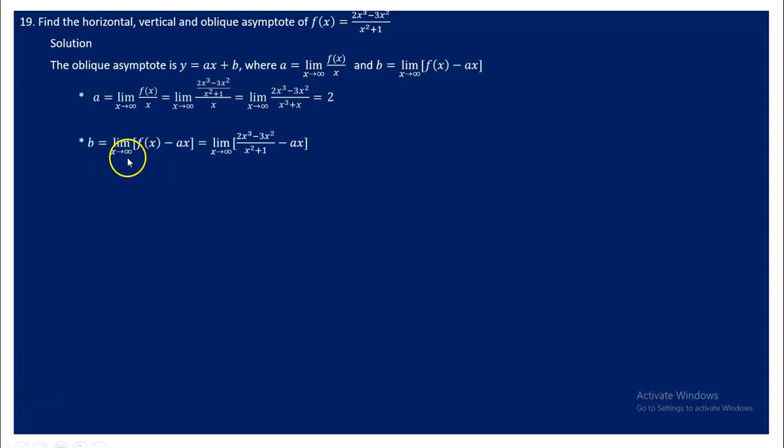Proceeding to b, look, this is the same as the limit of f of x minus x as x goes to infinity. As I told you earlier, your a is already obtained, so a is 2. As you see, a is 2, so you just simply put that here in place of a, and your function f of x is already taken. So directly substitute that over here, and then what follows is the limit of 2x cubed minus 3x squared over x squared plus 1 minus 2x.